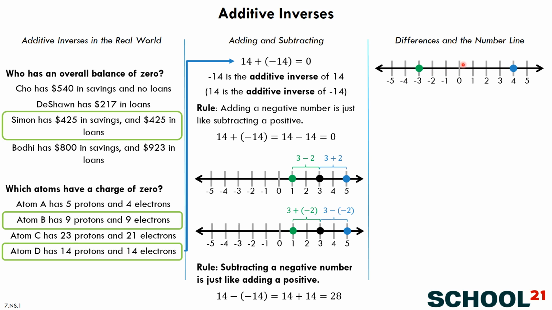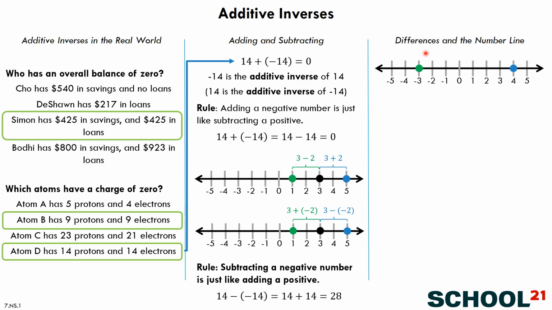Let's talk about differences on the number line. We want to find the difference between 4 and -3. So how would you do that? You could count the spaces. Sure, you could. You could go 1, 2, 3, 4, 5, 6, 7, right? So what's the answer? What's the distance between 4 and -3? 7.